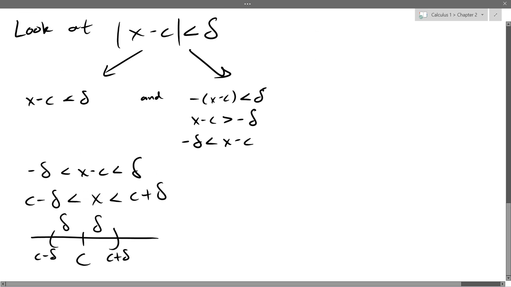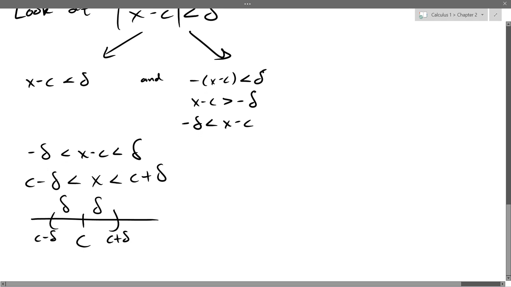Can we choose any c that we want? No. Look, x is 5, or we did 4 for the example we just looked at. If I did a square root, it would make sense to pick probably 1, 4, 9, something like that, as opposed to 3. It just makes your problem a little uglier, that's all. So this is what we call a delta neighborhood of c.